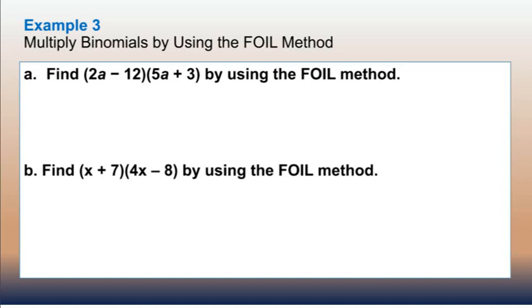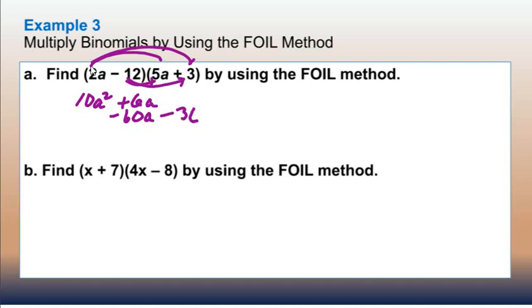So again, we're going to do some more with FOIL. 2a times 5a is 10a squared. 2a times 3 is a positive 6a. Negative 12 times 5a is a negative 60a. And negative 12 times 3 is a negative 36. Add straight down and we get 10a squared minus 54a minus 36.